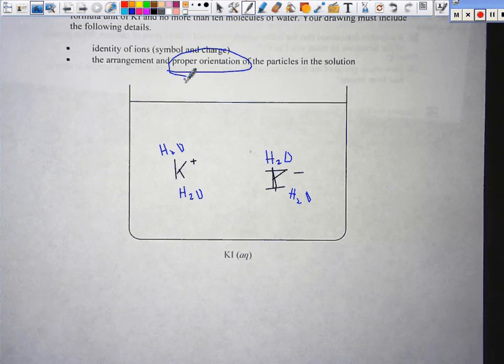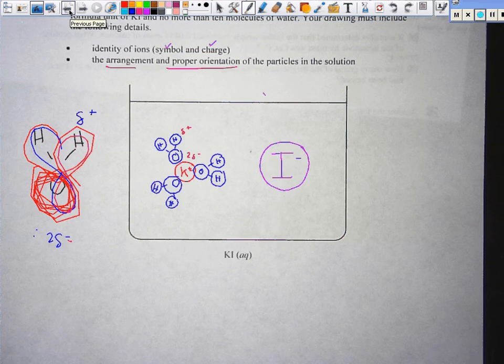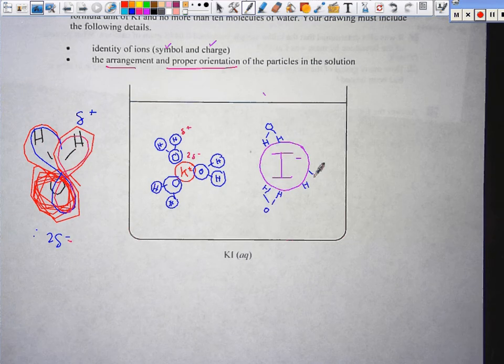Now, what am I going to do around the I? Very good. It's going to be the H's attached. And I'm not going to draw the bubbles around it. That just takes way too much time. But you guys get the point. Okay, so it's the proper orientation. Any questions on this?